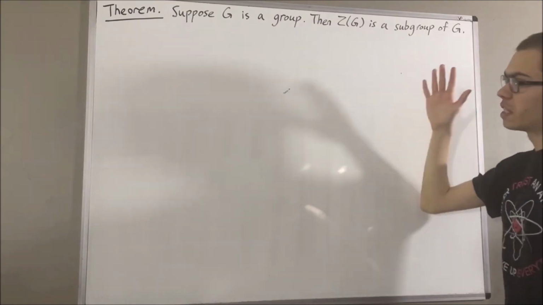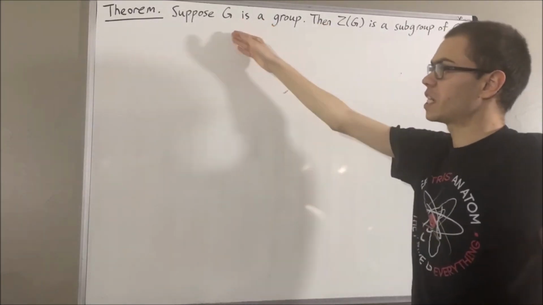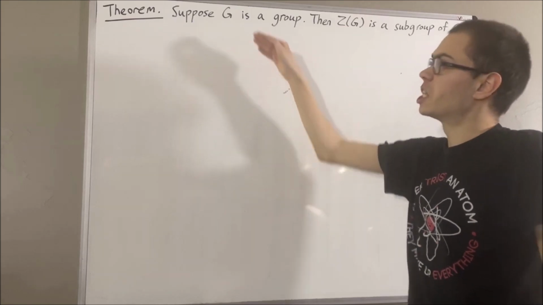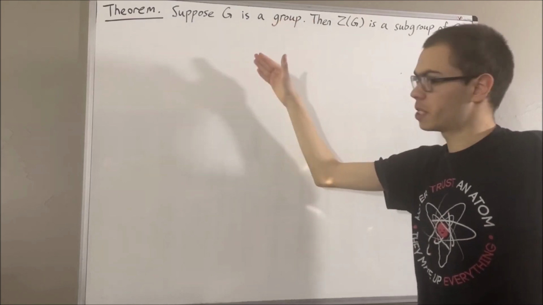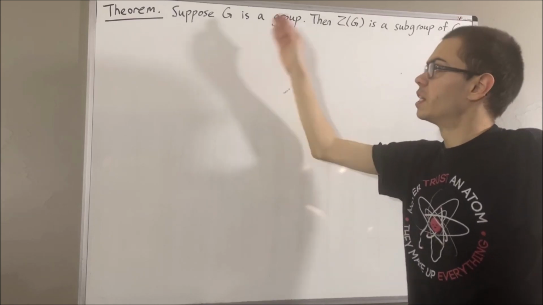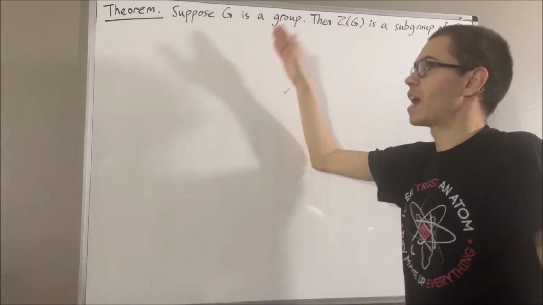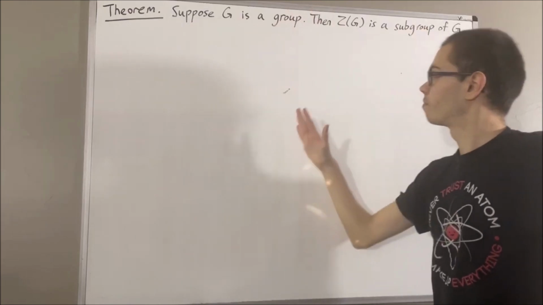Now first, since G is a group, this means that G is equipped with a binary operation. G is closed under that binary operation. Associativity holds. G has an identity element, and every element of G has an inverse.